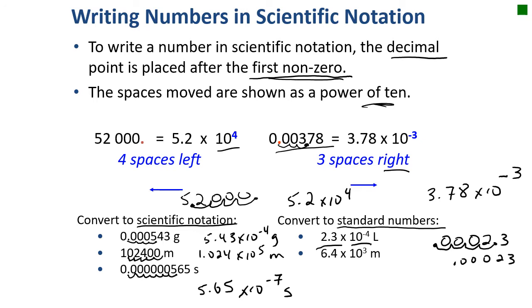0.00023 is the same as 2.3 times 10 to the minus 4. If I have 6.4 times 10 to the third, again, I'm going to put zeros in. I'm going to move it 3 places, 1, 2, 3, and that's going to give me 6,400. Putting in our units.